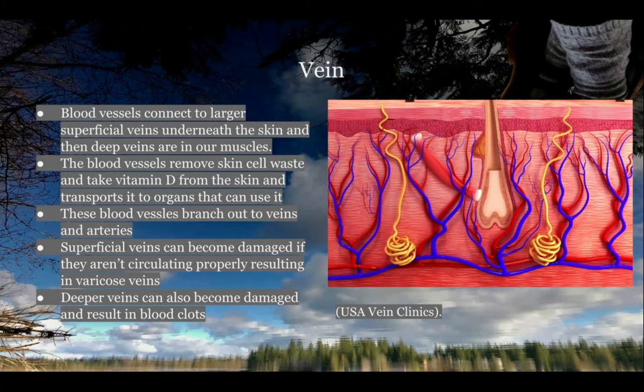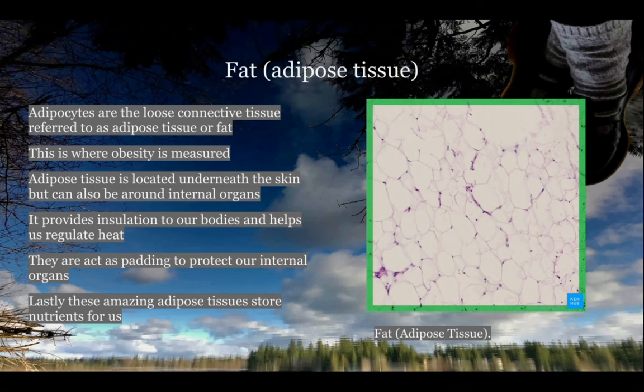The superficial veins can become damaged, and that's when you'll see varicose veins or spiderweb veins. This happens when the blood isn't circulating properly, and that's how they become damaged. Deeper veins can also become damaged, and that's when you'll see blood clots. Or I guess you may not see them, but you probably feel them.